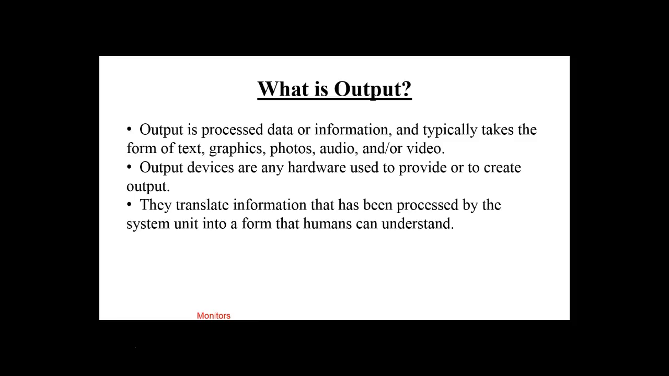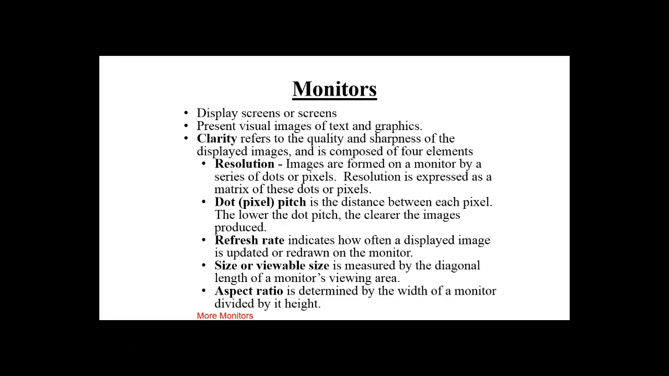So what is output? Output is processed data or information and typically takes the form of text, graphics, photos, audio, and or video. Output devices are any hardware used to provide or to create output. They translate information that has been processed by the system unit into a form that humans can understand.